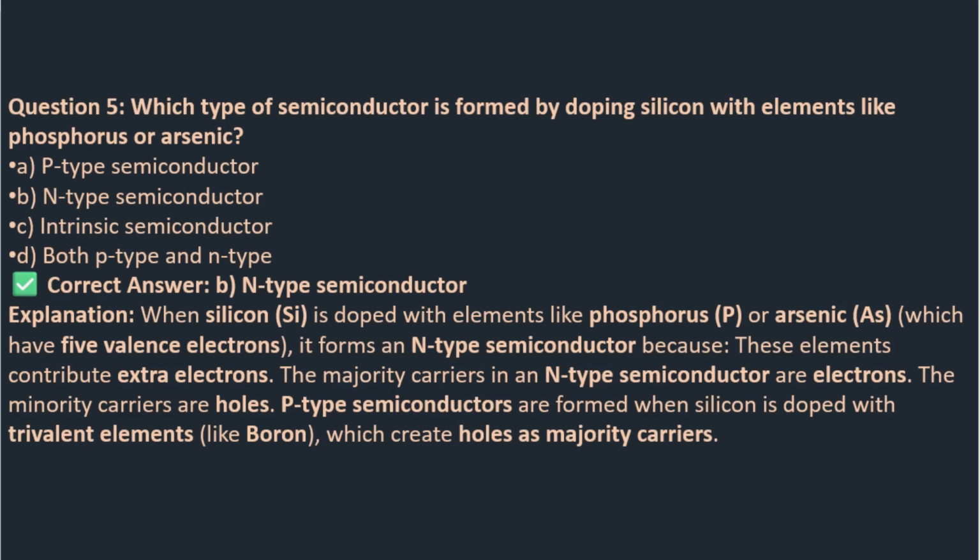Question 5. Which type of semiconductor is formed by doping silicon with elements like phosphorus or arsenic? Option A, P-type semiconductor. Option B, N-type semiconductor. Option C, intrinsic semiconductor. Option D, both P-type and N-type. Correct answer, B, N-type semiconductor. Explanation: when silicon Si is doped with elements like phosphorus P or arsenic As, which have 5 valence electrons, it forms an N-type semiconductor.